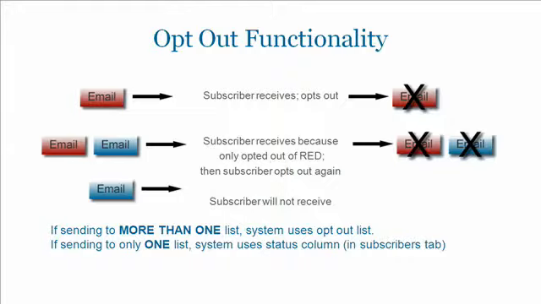Okay, so let's assume the subscriber opts out again of this campaign. Now, when I send that subscriber a Red campaign, a Blue campaign, or a Red and a Blue campaign, they will not receive the campaign. The general rule is that if you're sending to more than one list, the system will use the opt-out list. But if you're sending to only one list, the system will use the status column in subscribers to see if that subscriber is opted out of that one list in the group.